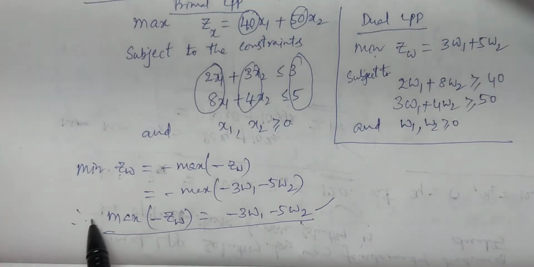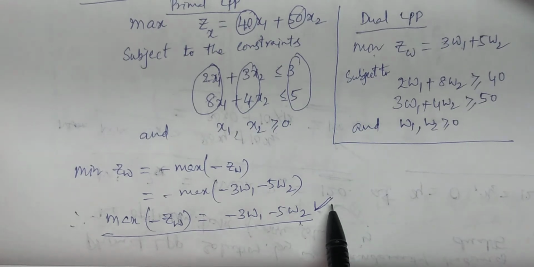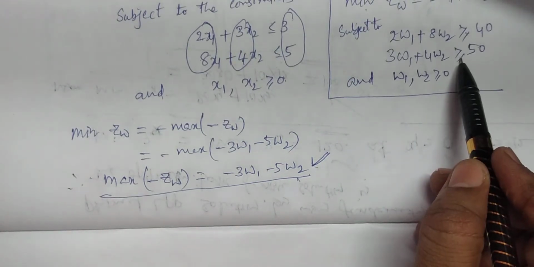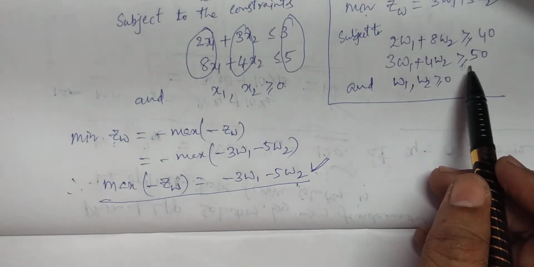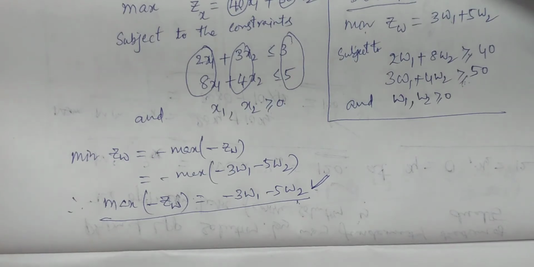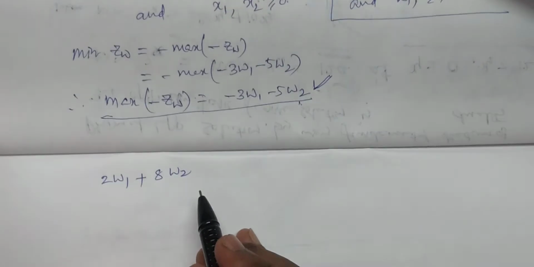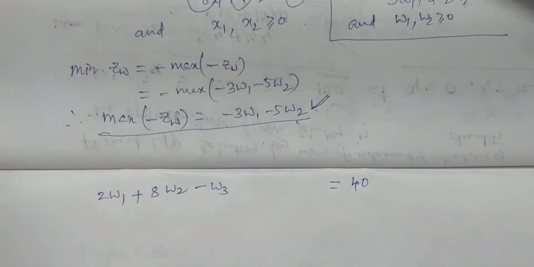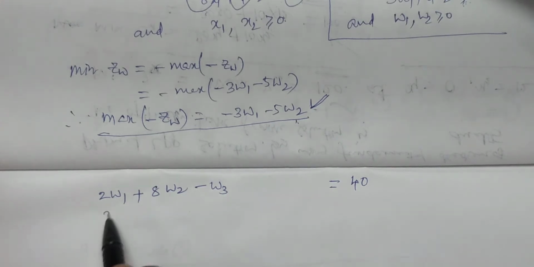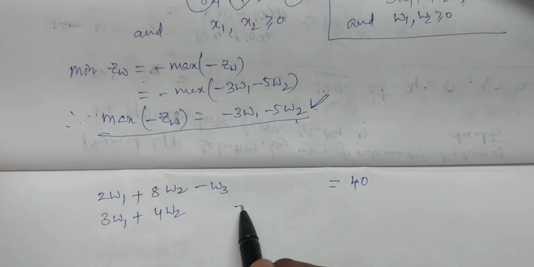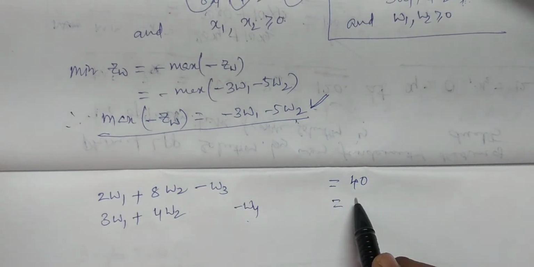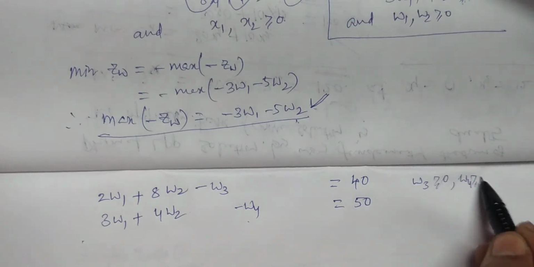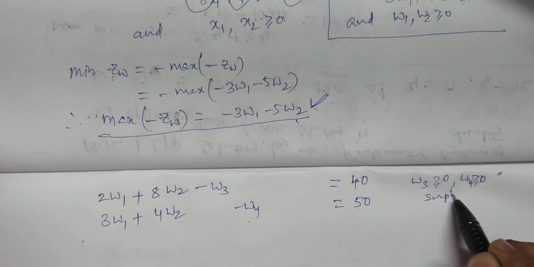Now this is the problem we are solving by using the simplex method, that is either big M or two-phase. Now I am using the big M method, for which you have to consider first the greater than or equal to constraints. Then you have to use surplus variables to convert them into equations. 2 omega 1 plus 8 omega 2 minus omega 3, this is a surplus variable, is equal to 40. In the second equation, 3 omega 1 plus 4 omega 2 minus omega 4, also a surplus variable, is equal to 50. Omega 3 and omega 4 greater than or equal to 0 are surplus variables.